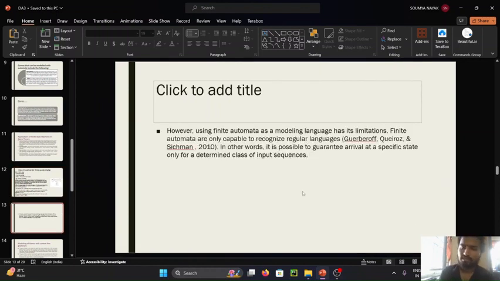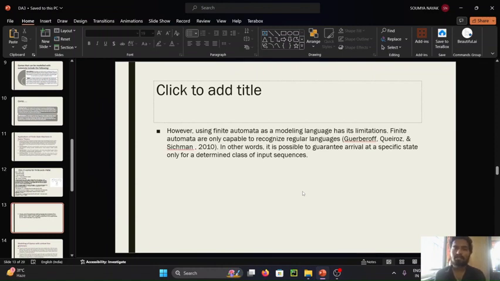However, using finite automata as a modeling language has its own limitation. Finite automata are only capable of recognizing regular languages. In other words, it is possible to guarantee arrival at a specific state only for a determined class of input sequences. Suppose we have a scenario where the language is not regular. We know that we can have context-free languages and can use context-free grammars or pushdown automata here. So finite automata will be limited to regular languages only.